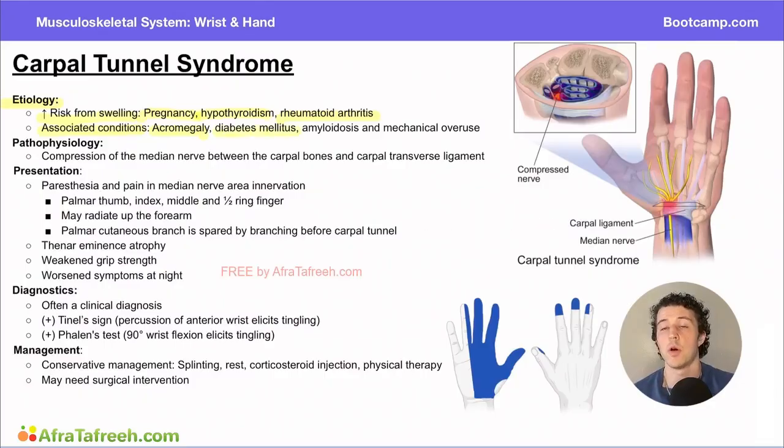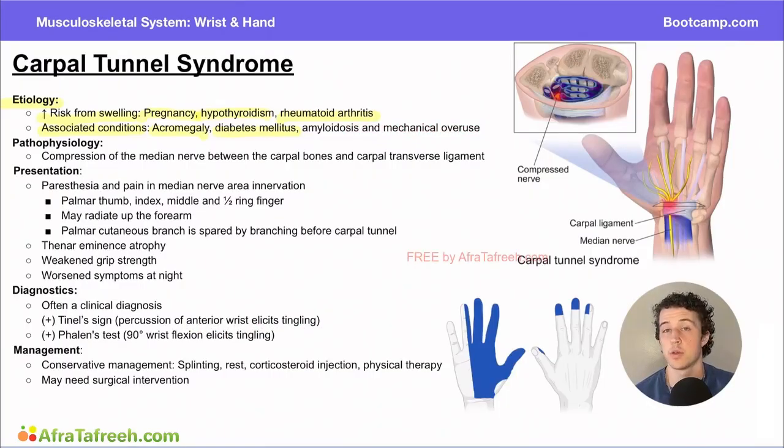Diabetes mellitus will also carry an associated risk, and this is probably due in part to the fact that there's an association between diabetes mellitus and obesity, which we also know can contribute to median nerve compression. But the high blood sugar levels found in diabetes patients may also contribute to inflammation in that wrist area, which will then cause swelling and compression of the median nerve.